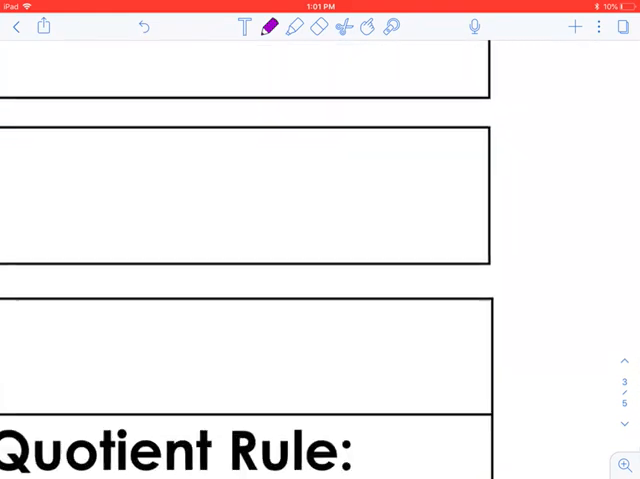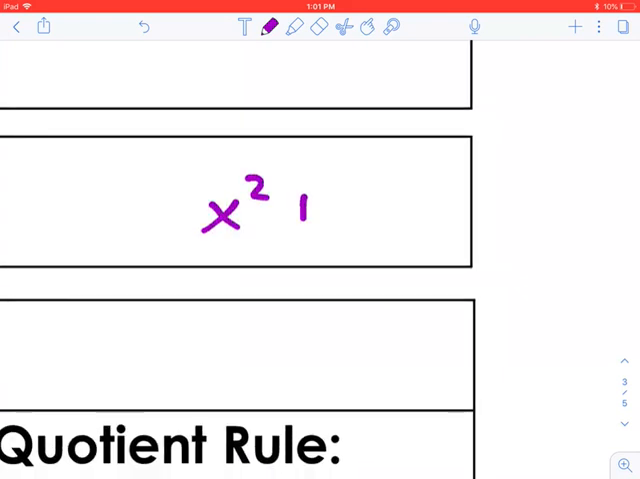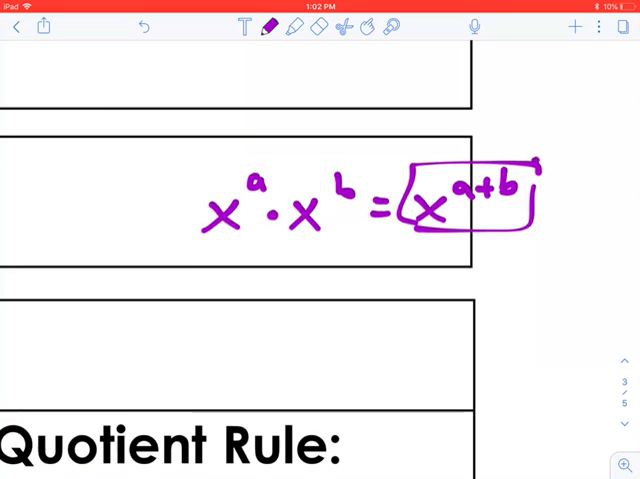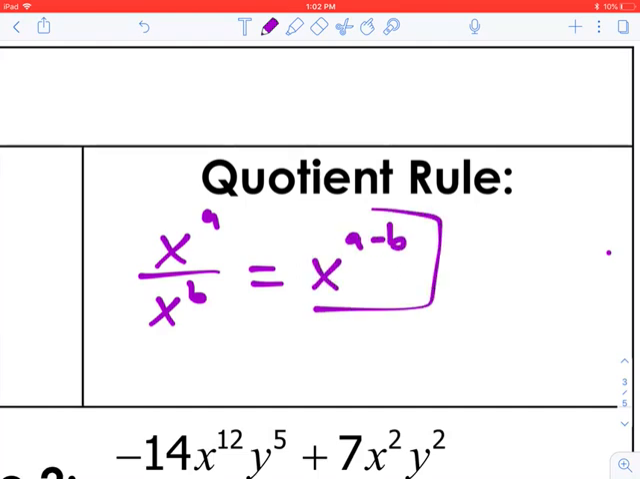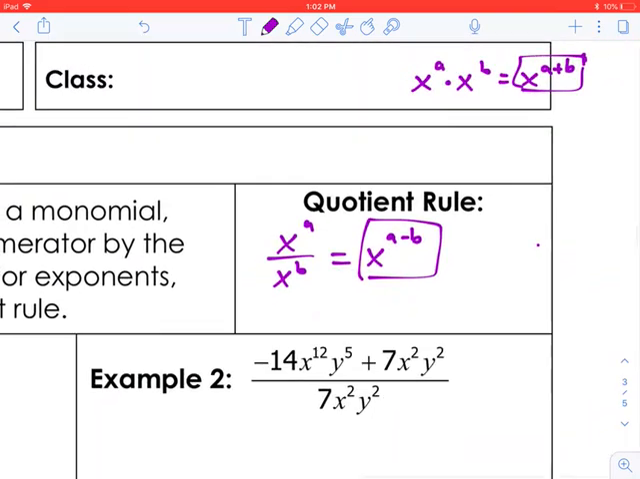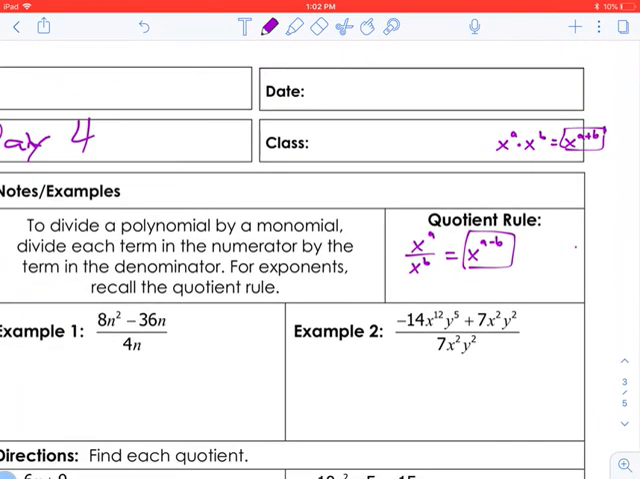Okay? So remember, when I have x to the a times x to the b, you add the exponents. Multiplication means adding. Well, division, x to the a divided by x to the b, you get the difference. That's x to the a minus b. Okay? So you're subtracting. Now what I like to do is subtract which one is bigger minus which one is smaller.